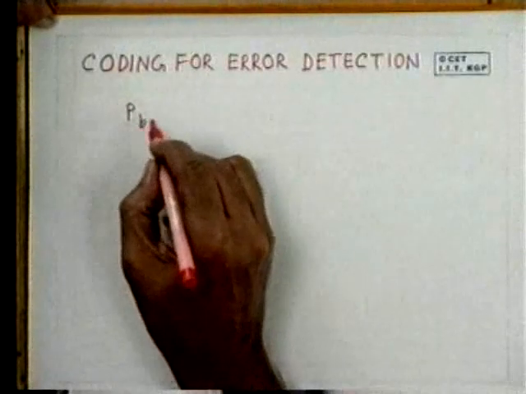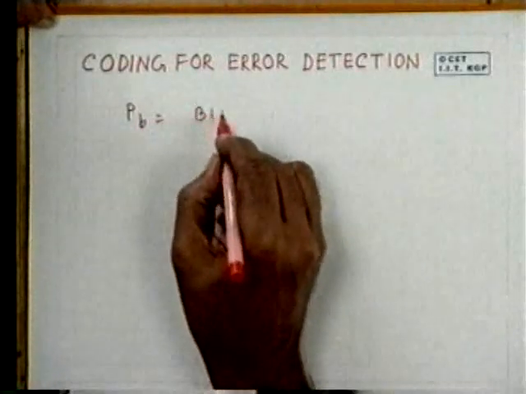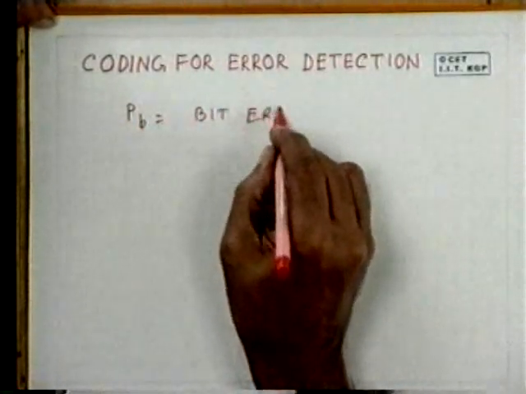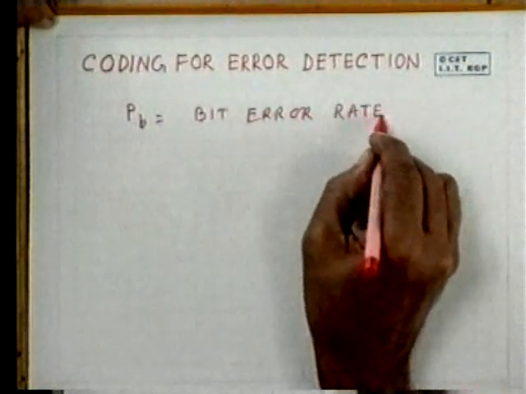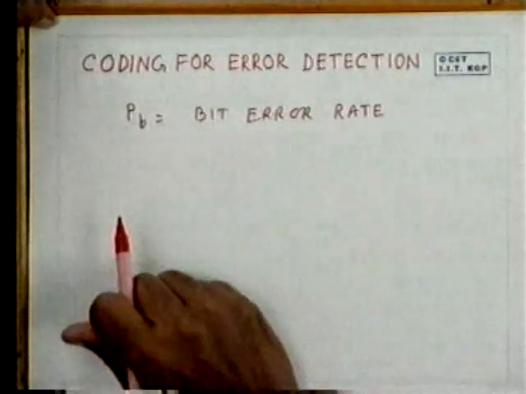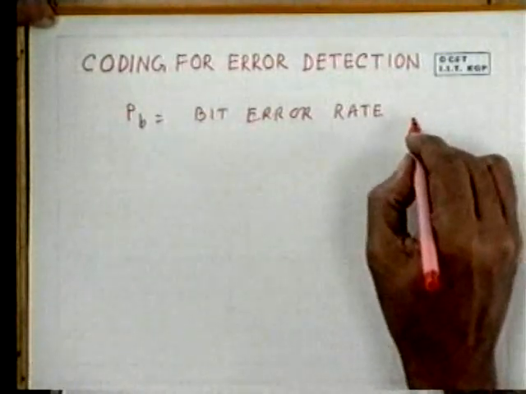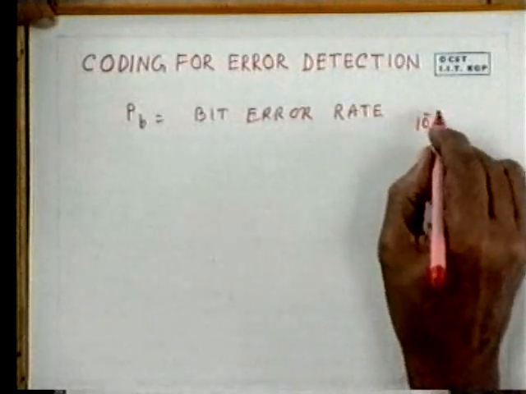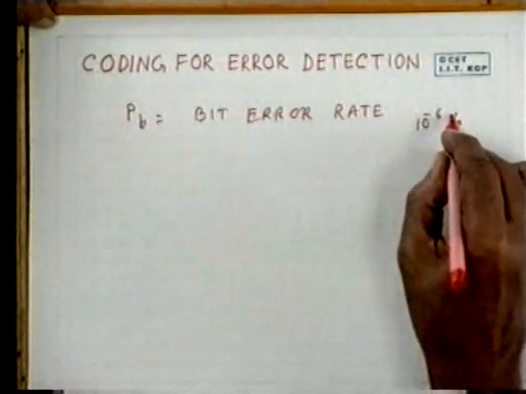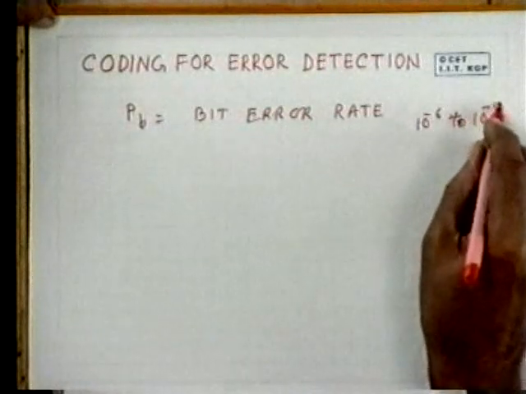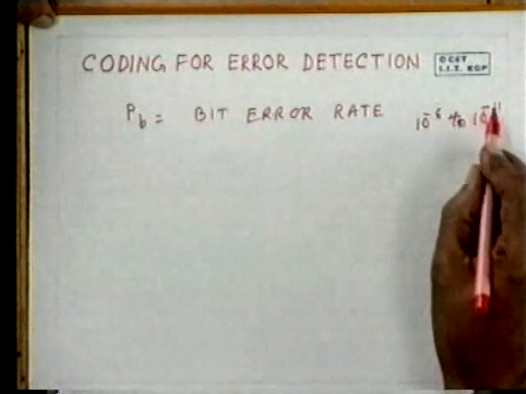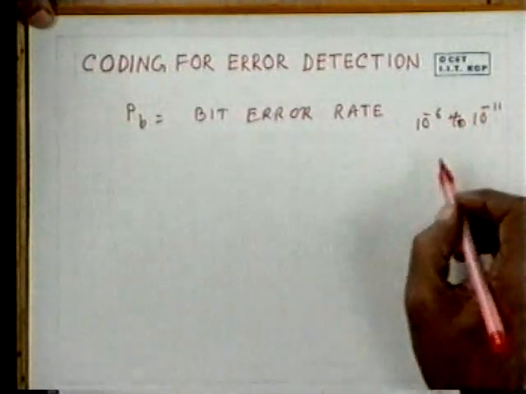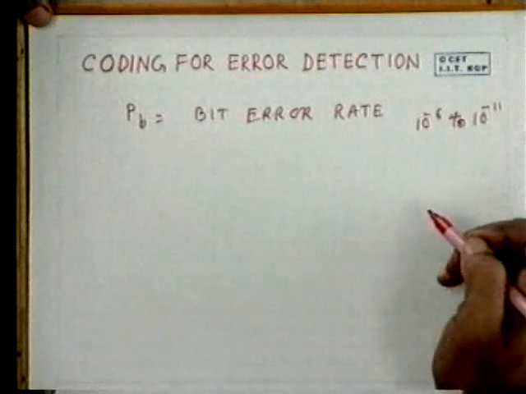Let's assume that PB is the error rate, bit error rate. That means the probability of one bit getting corrupted. Usually the value lies in the range of 10 to the power minus 6 to 10 to the power minus 11. That means 1 out of 10 to the power 6 or 1 out of 10 to the power 11 bits get corrupted. It depends on the transmission media that you are using.